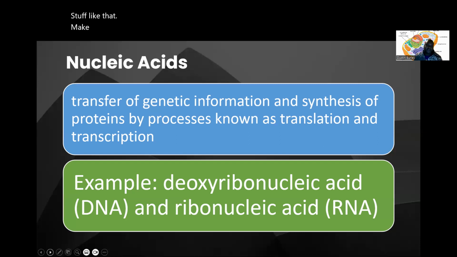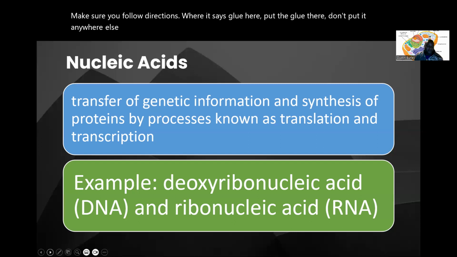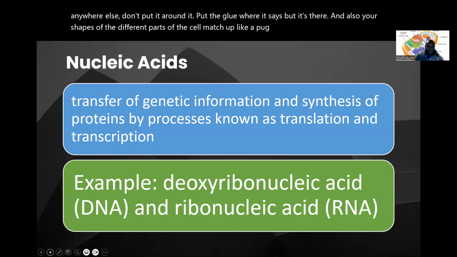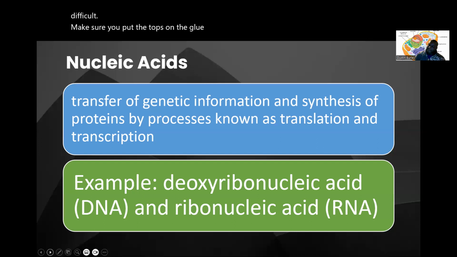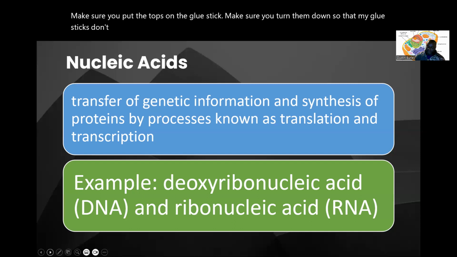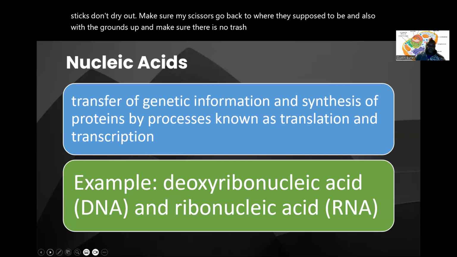Make sure you follow directions where it says glue here. Put the glue there. Don't put it anywhere else. Don't put it around it. Put the glue where it says to put it. And also your shapes of the different parts of the cell match up like a puzzle, so don't make this more difficult. Make sure you put the tops on the glue sticks, and turn them down so that my glue sticks don't dry out. Make sure my scissors go back to where they're supposed to be. And also put the crayons up and make sure there's no trash or anything around your table or in your table.